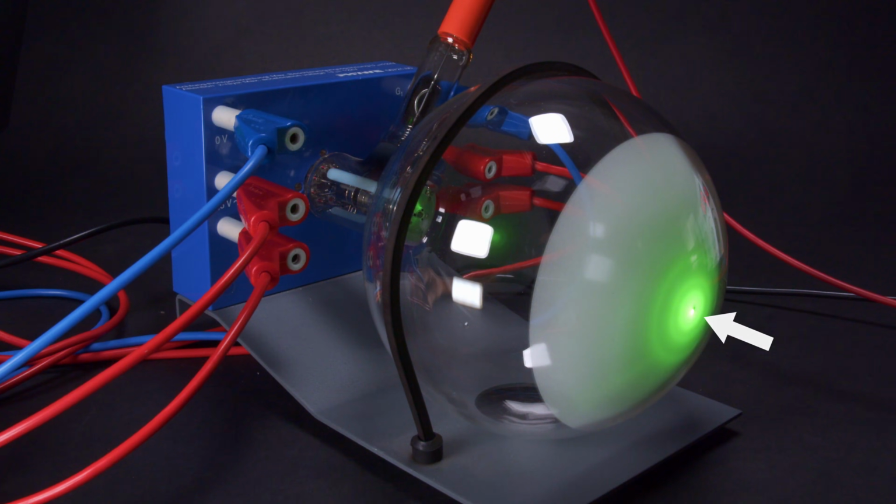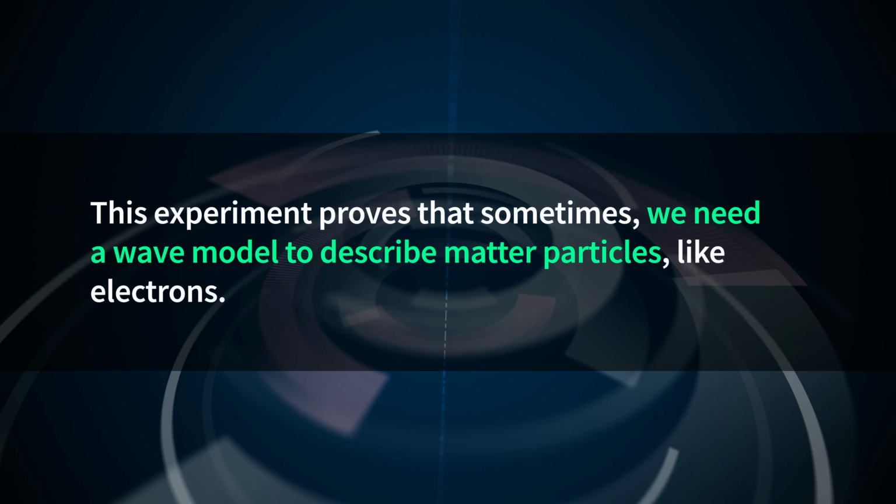There was a bright dot along the axis of the tube, so quite a few electrons went straight through the crystal. But there are also bright rings, meaning that some electrons were deviated by the crystal and hit the screen away from the axis. This is actually just like the pattern for photons. We're seeing diffraction and interference. The only difference is that our slits diffract photons in one specific direction, while here, the crystal diffracts the electrons in all directions. So this experiment proves that sometimes we need a wave model to describe matter particles, like electrons.